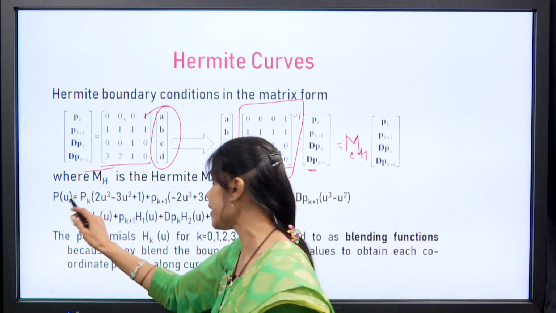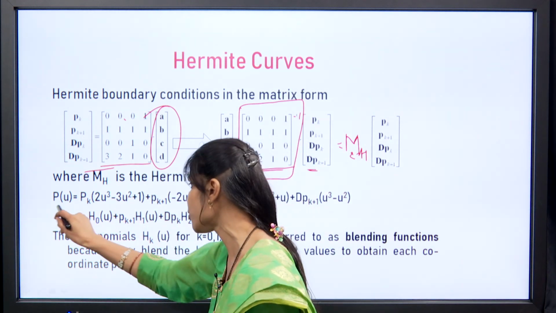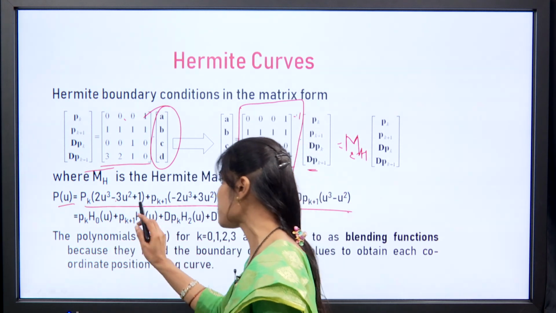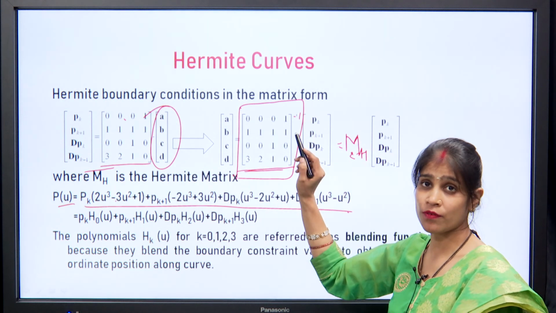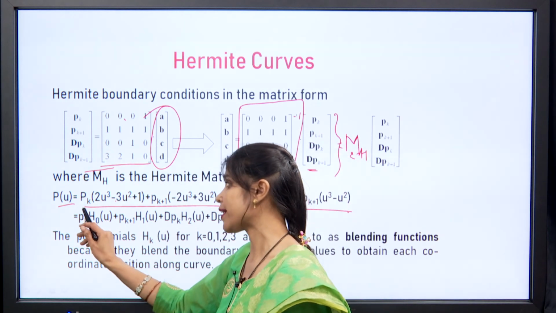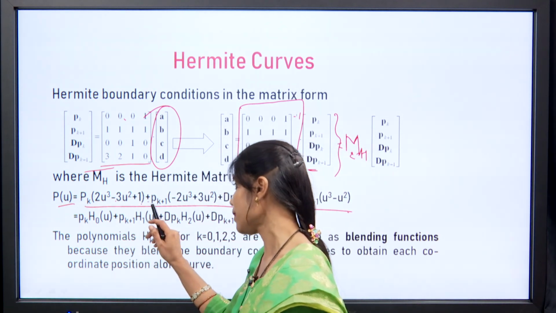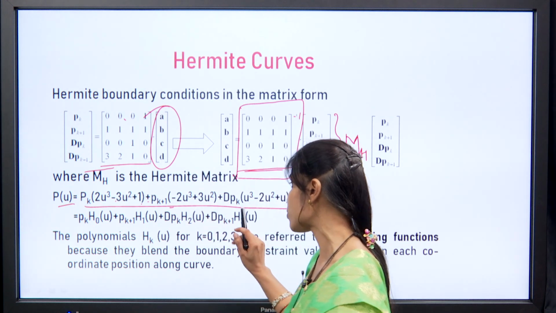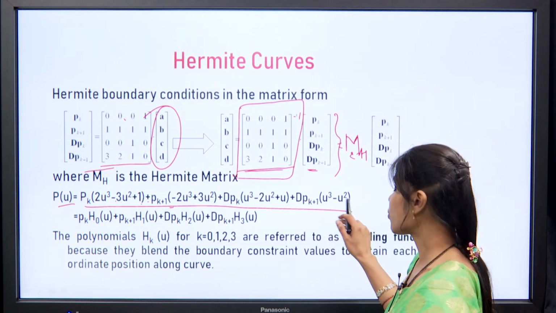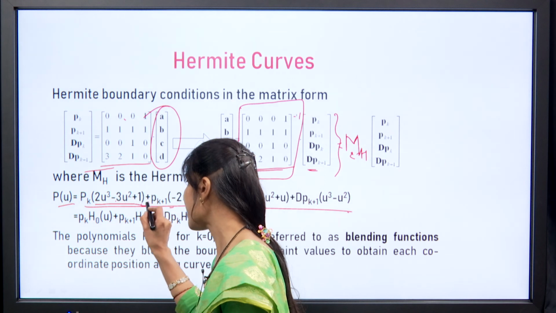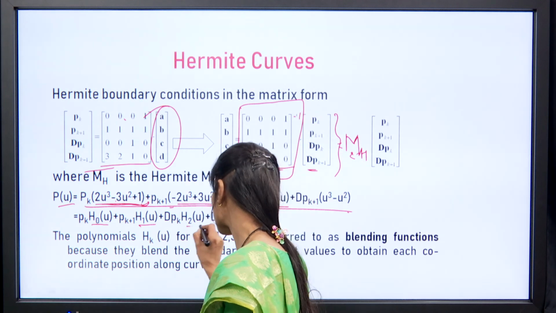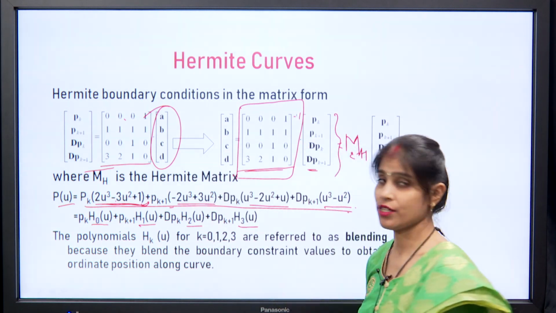Now, when you calculate the value of P(u), you will get this equation: Pk (2u cube minus 3u square plus 1). How will you get it? First, you find the inverse of this matrix and then multiply it with this matrix. After multiplication, you will get Pk (2u cube minus 3u square plus 1), plus Pk plus 1 (minus 2u cube plus 3u square), plus dPk (u cube minus 2u square plus u), plus dPk plus 1 (u cube minus u square). Now, these are the Hermite functions: this is h0(u), this is h1(u), this is h2(u) and this is h3(u).